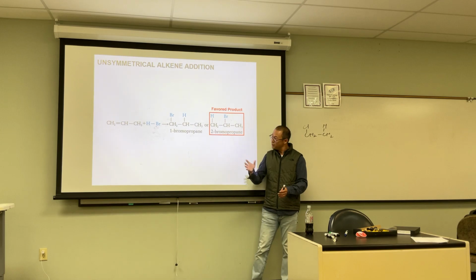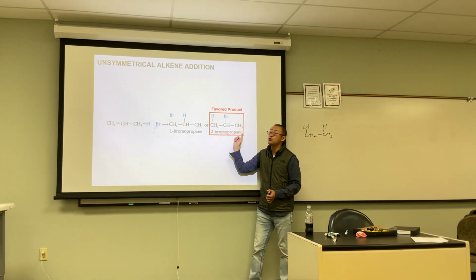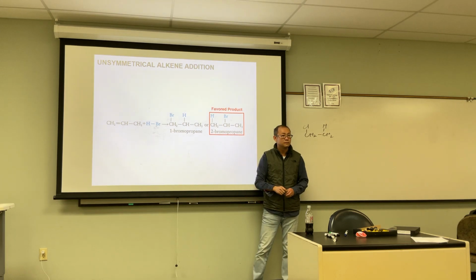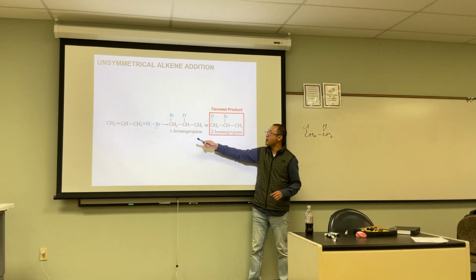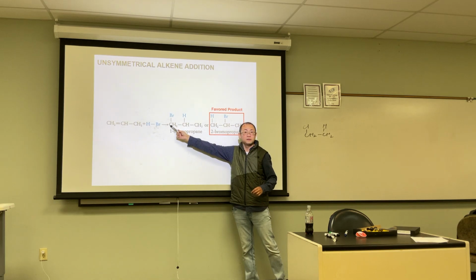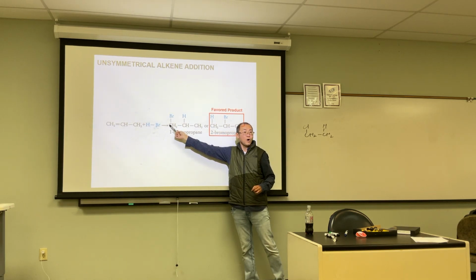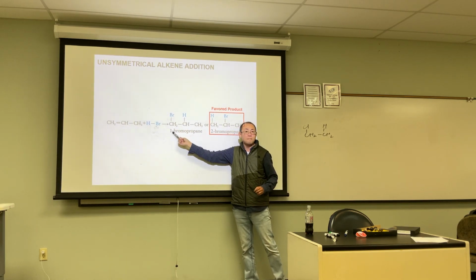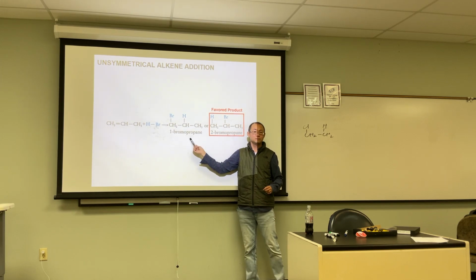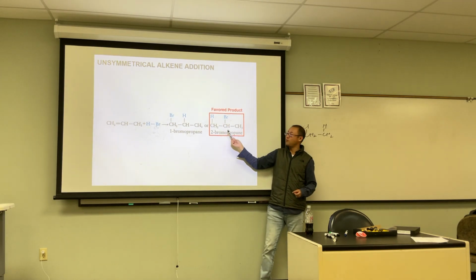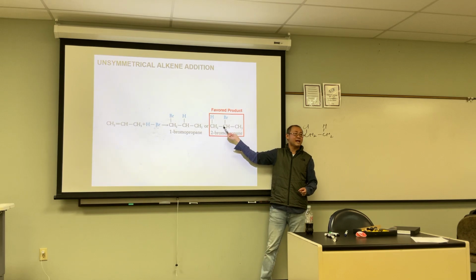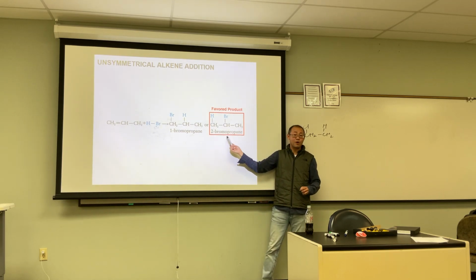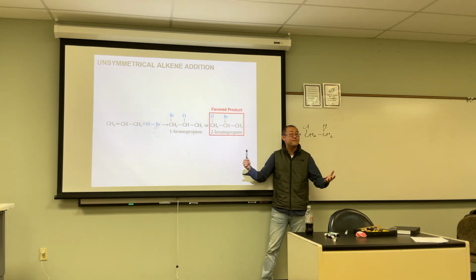But in this case, you end up with two different products. The product on the left, bromine is on which carbon? First, 1, 2, 3. We call this 1-bromopropane. This product, bromine is on which carbon? Second. We call this 2-bromopropane. Of course, these two are apparently different compounds now.